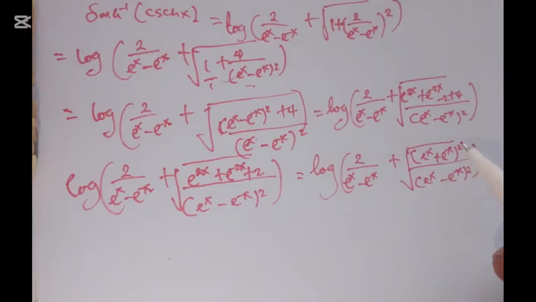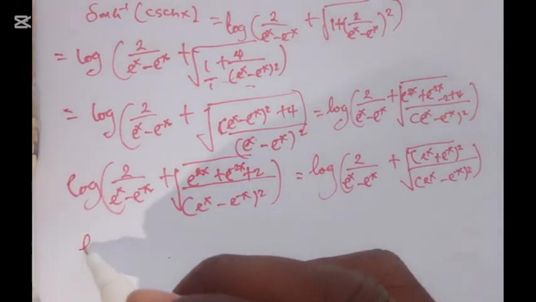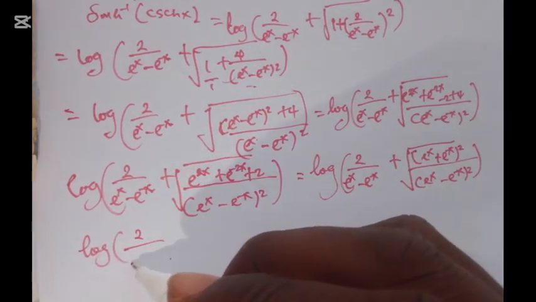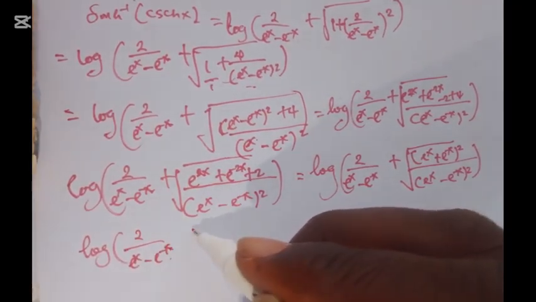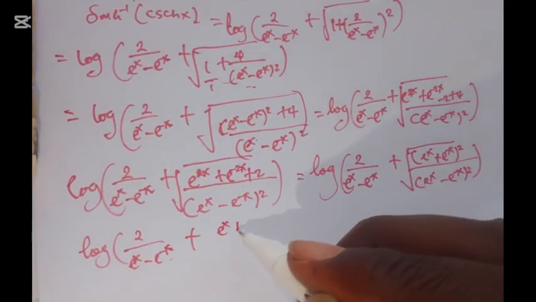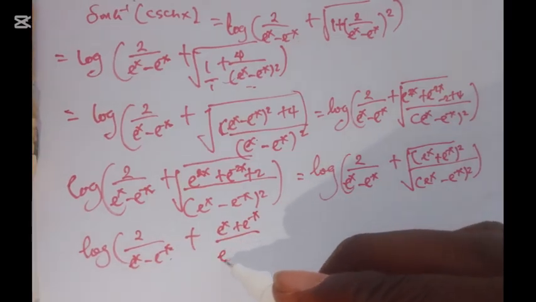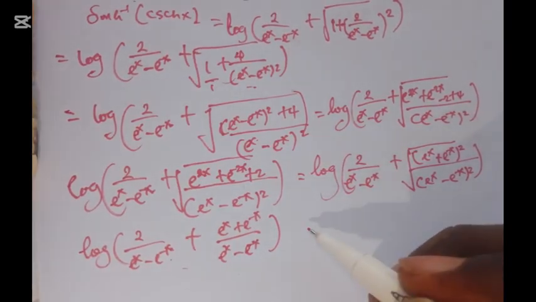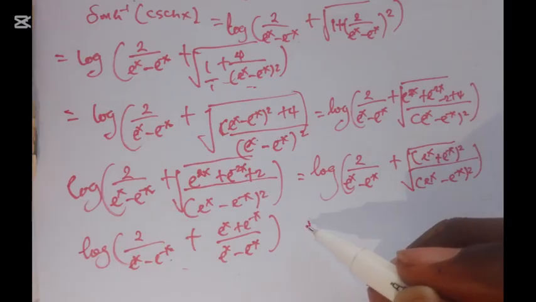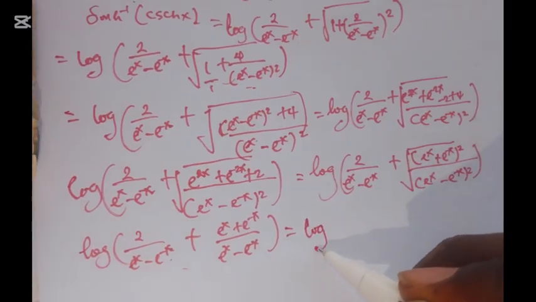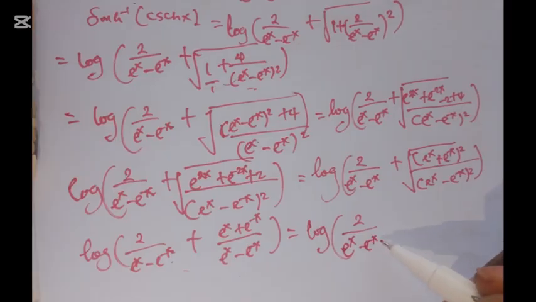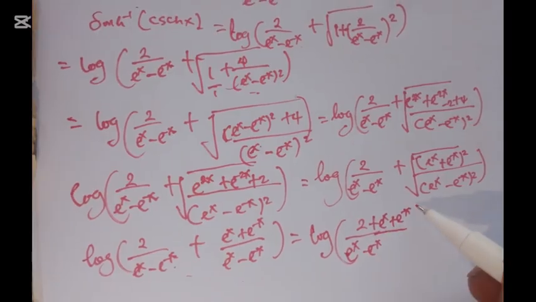If you take the square root of this, the square is going to cancel out the square root. Then we have log 2 over exponential x minus exponential negative x, then plus exponential negative x, then everything over exponential x minus exponential negative x. Then you close the bracket. So we have our LCM, which is exponential x minus exponential negative x. So this is equal to log 2 over exponential x minus exponential negative x, then plus e raised to the power of x plus e raised to the power of negative x. All right, so that's what we're going to have now.